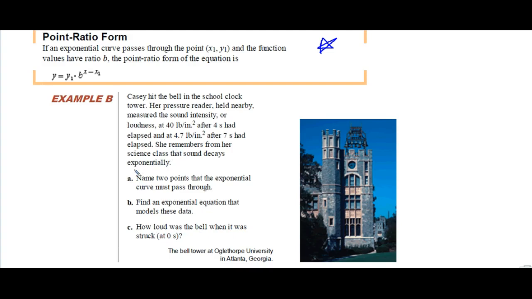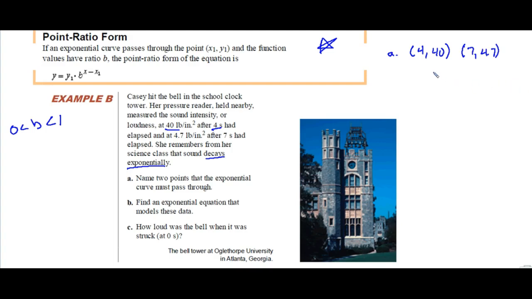The first thing is we know that the sound is decaying exponentially, so we have point ratio form. We also know that it's decaying, so that tells us our b value has to be between 0 and 1, because it's getting softer. Okay, so name 2 points. The points are going to be time and pressure. So for part A, our points are going to be time, 4 seconds, and 40 pounds per square inch, so (4, 40). There's 1 point, and the other point is (7, 4.7).